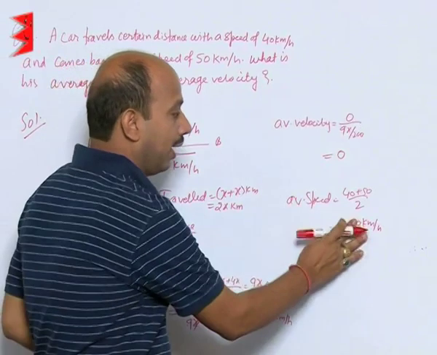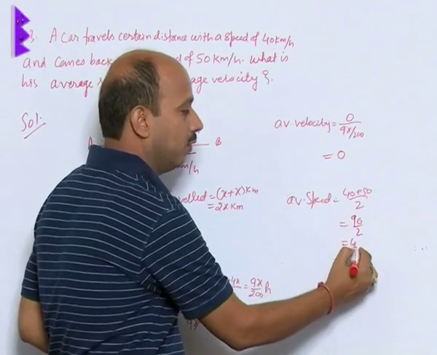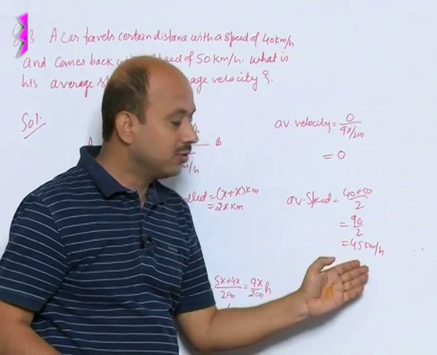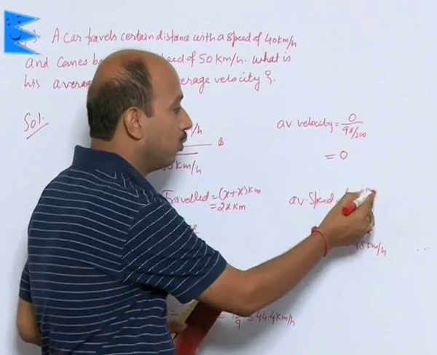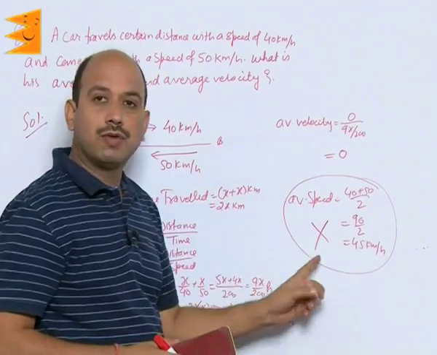Sorry, not 90, that is 90 divided by 2. So, it is here 45 kilometer per hour. They can write, and also you can commit this mistake, but see, this formula is not applicable here. This is the wrong concept for this.